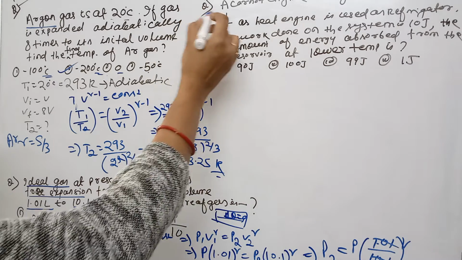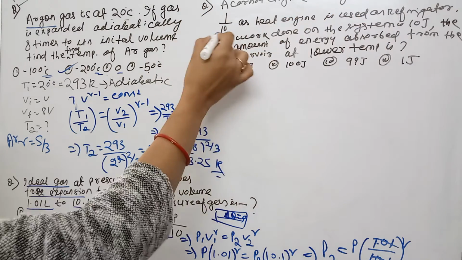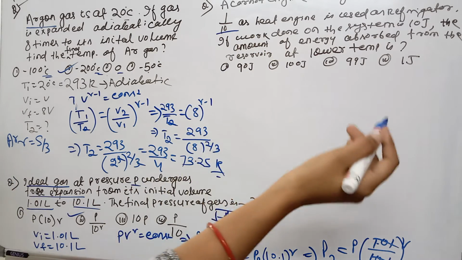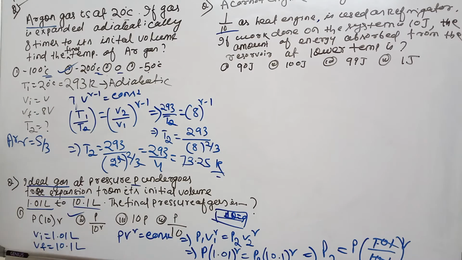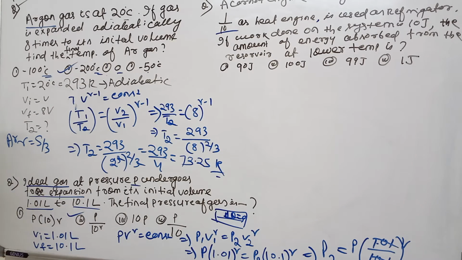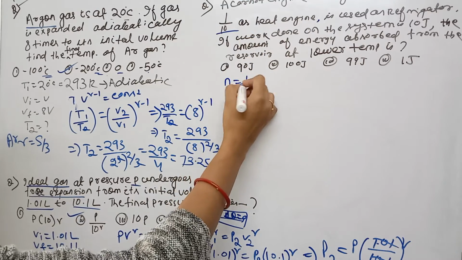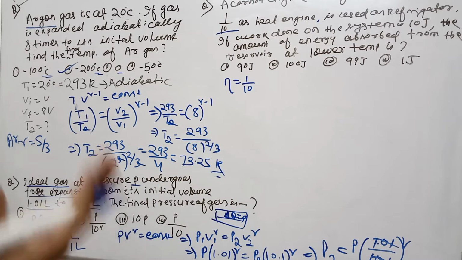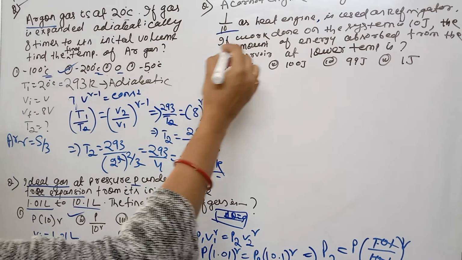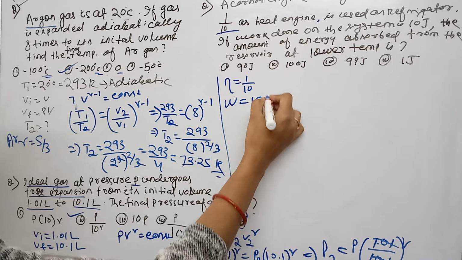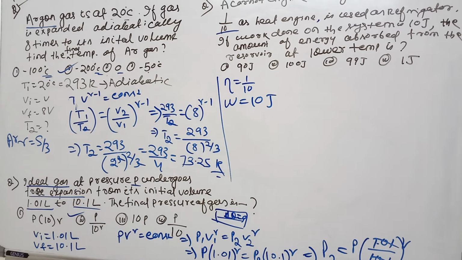Then the last question. A Carnot engine having an efficiency of 1 by 10 as a heat engine is used as a refrigerator. So just focus on what the question is telling. It's a Carnot engine with an efficiency of 1 by 10. So your efficiency is 1 by 10. Now it is used as a refrigerator. If work done on the system is 10 joule. So given work done is 10 joule. Then find the amount of energy absorbed from the reservoir at lower temperature.